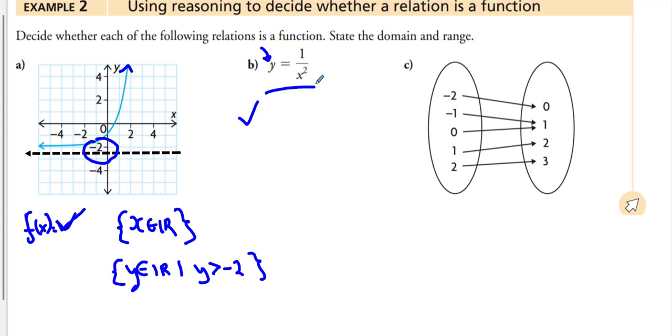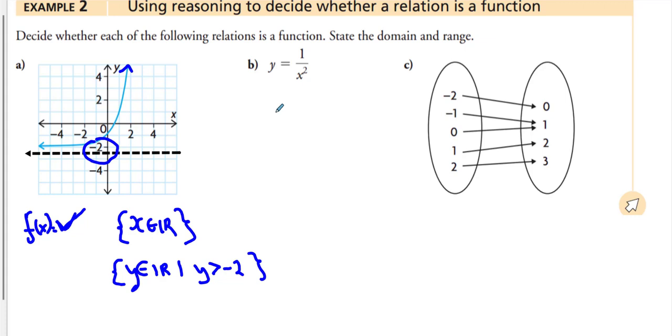And it doesn't really matter for the x. Like x can be cubed, square rooted, like almost anything. It's mainly the y that we're looking at. So if your y has an exponent of 1, most likely, yes, it is a function. And for domain and range, how do we determine domain and range for an equation like this?